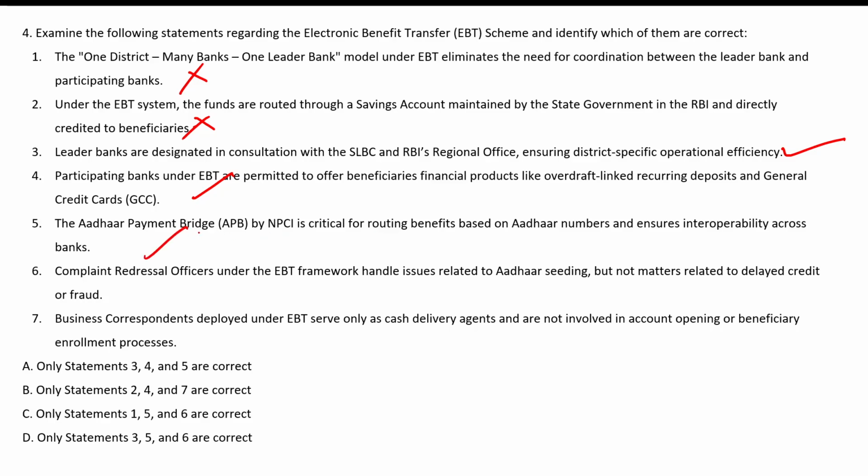Complaint redressal officers under the EBT framework handle issues relating to Aadhaar seeding, but not matters related to delayed credit or fraud. So they also handle issues related to delayed credit or fraud. That's why the statement is not correct.